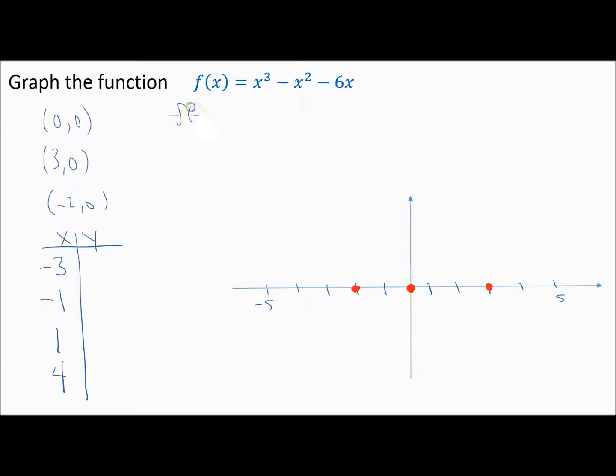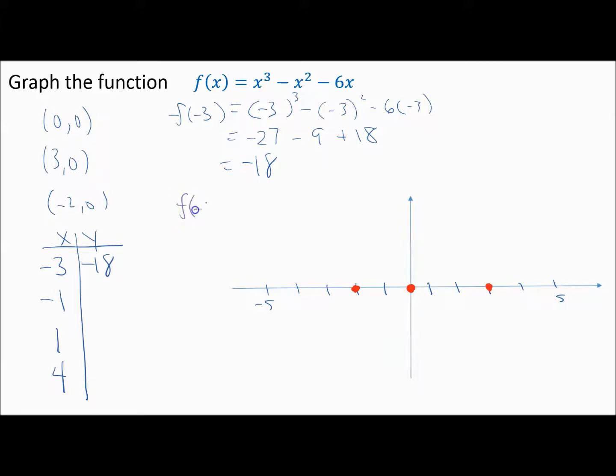So I'm going to calculate f of negative 3 up at the top of the page. That's negative 3 to the third, minus negative 3 squared, minus 6 times negative 3. Negative 3 to the third is negative 27. Negative 3 squared is 9, so that's negative 9. And then negative 6 times negative 3 is plus 18. Negative 27 minus 9 is negative 36. And then you do negative 36 plus 18. It's going to give you negative 18.